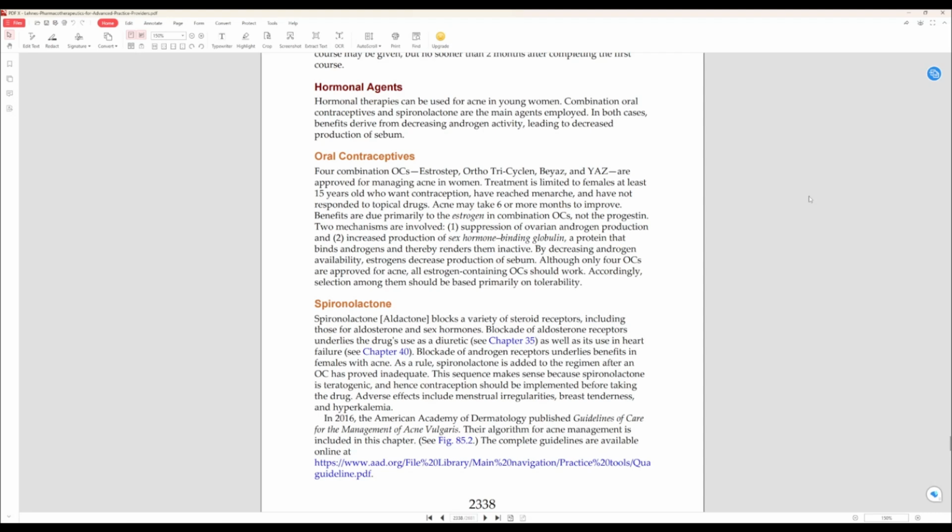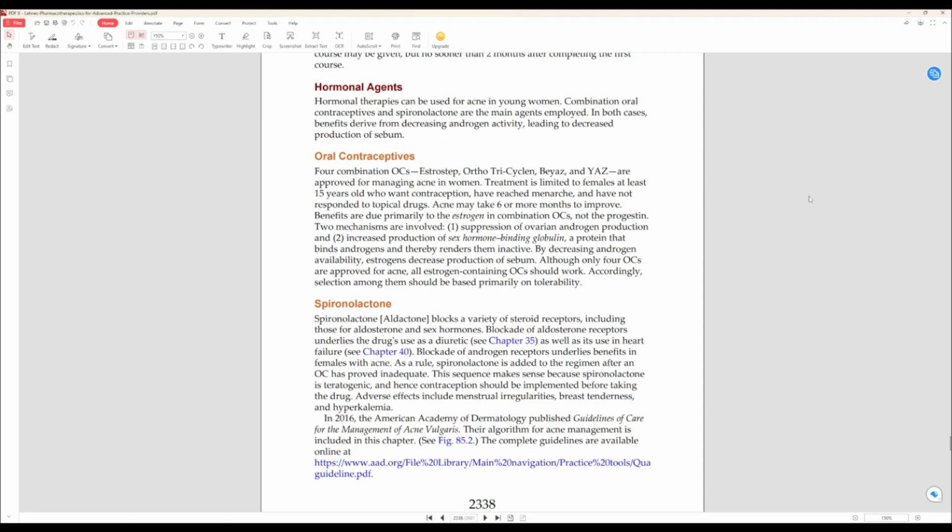Oral contraceptives. 4 combinations of oral contraceptives, Estrostep, Ortho Tri-Cyclen, Beyaz, and Yaz, are approved for managing acne in women. Treatment is limited to females at least 15 years old who want contraception, who have reached menarche, and have not responded to topical drugs. Acne may take 6 or more months to improve. Benefits are due primarily to the estrogen in combination oral contraceptives, not to the progestin.